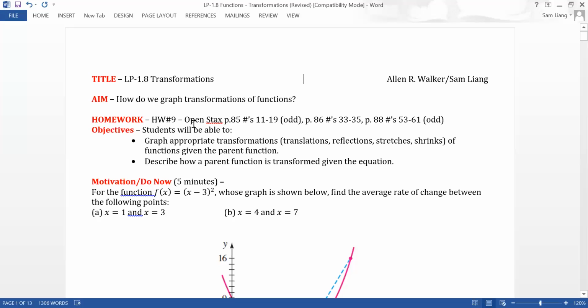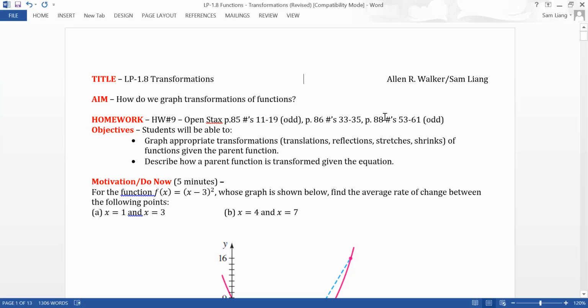Homework is in the OpenStax textbook, page 85, numbers 11 to 19 odd. So these odd problems here. So 11, 13, 15, 17, 19. And then move on to page 86 and complete numbers 33 to 35. And then lastly, page 88, and again, 53 to 61 odd.